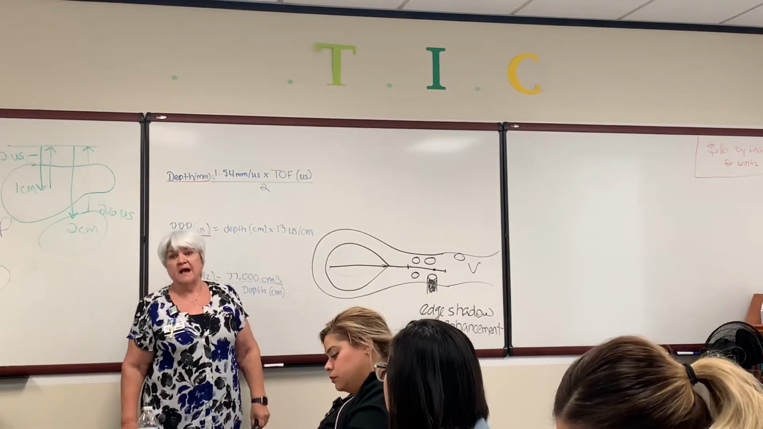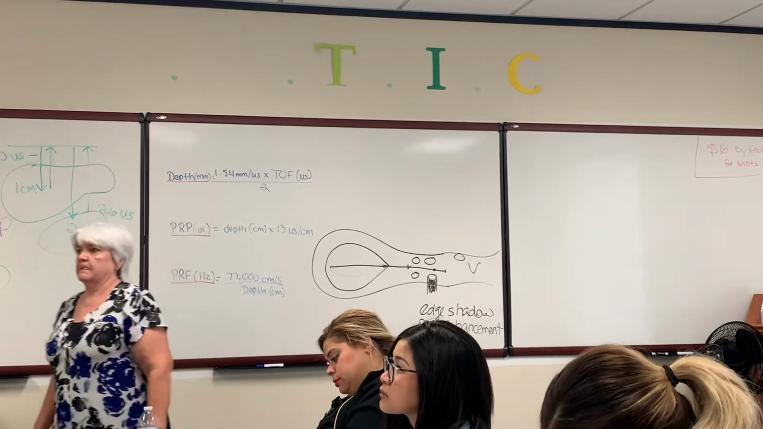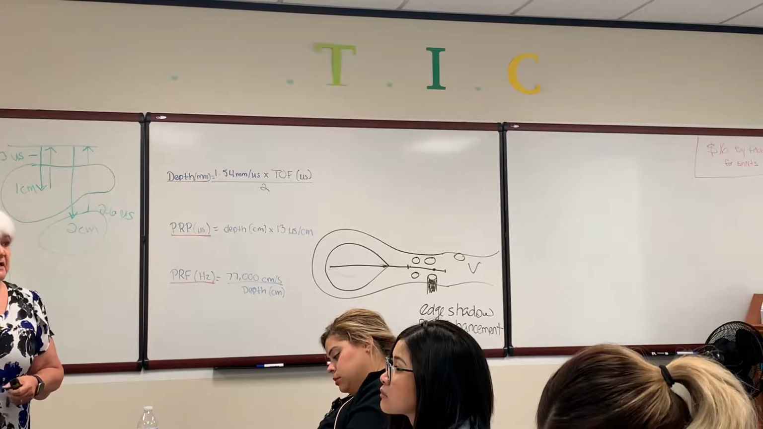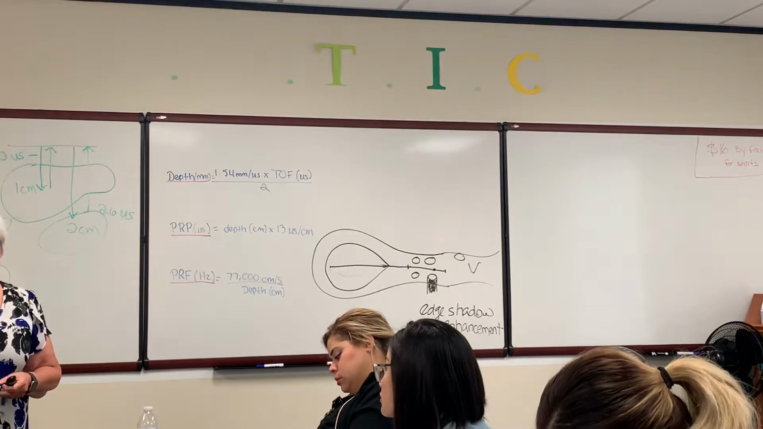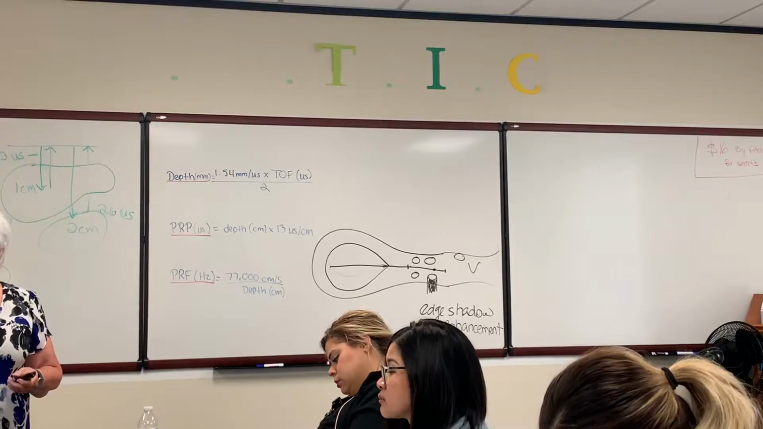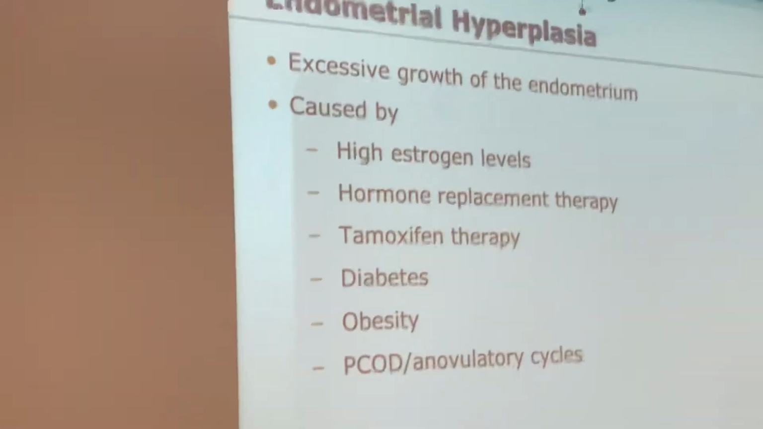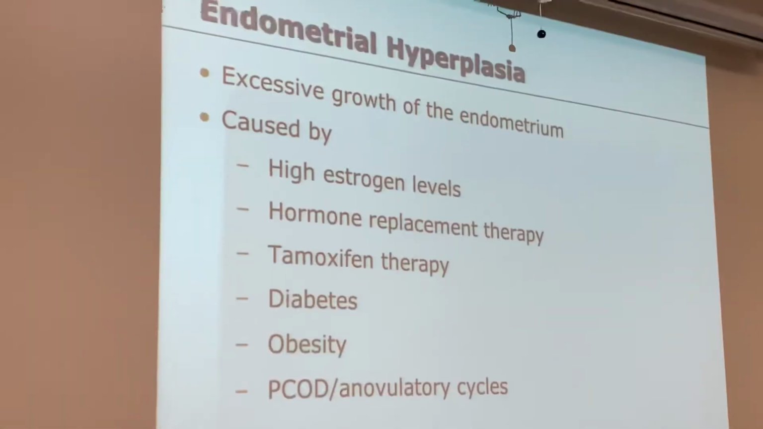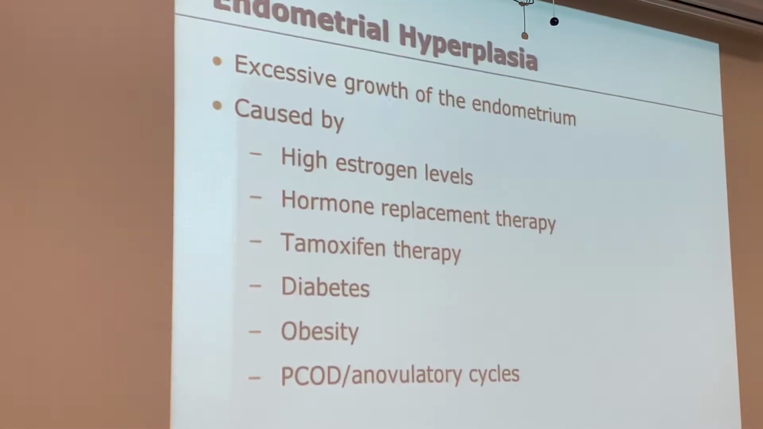Okay? I could have diabetes. I could just be obese. I could have PCOS, polycystic ovarian syndrome, or PCOD, polycystic ovarian disease, dysfunction. Okay? It's where I have an overgrowth of my endometrium. With PCOS, I have anovulation, meaning I do not ovulate. Okay, I do not ovulate.